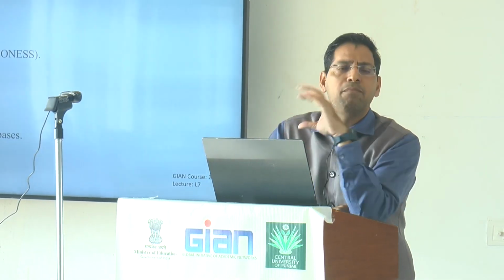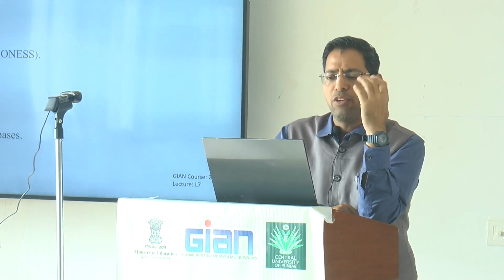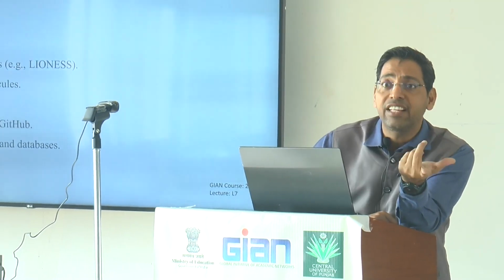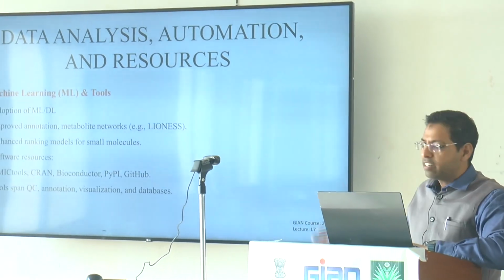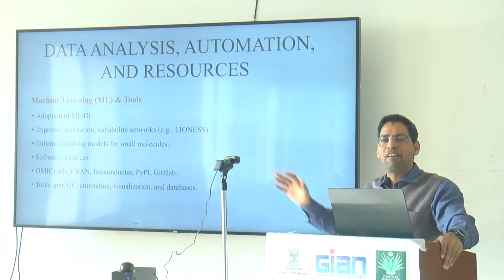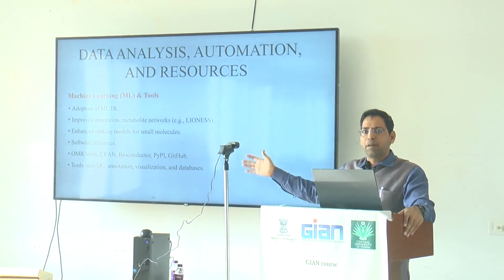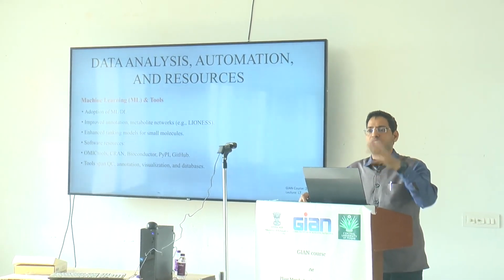So here we are using two different approaches. First is machine learning and second is deep learning. So we are using both of them actually, and artificial intelligence has also come into the picture right now. By using machine learning and deep learning, we are able to predict things also. So they improve the annotation, and metabolite networking can also be carried out. So I will come to the example of LOINNESS. I will also provide the scripts of LOINNESS, which also enhance ranking models for small molecules.